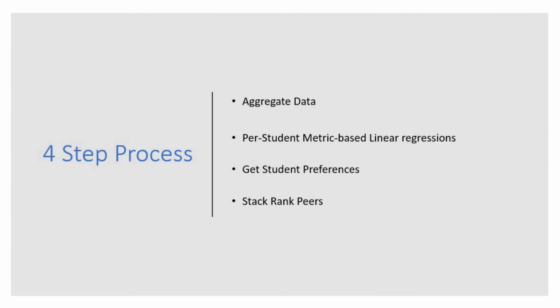MyGang2 uses a 3-step process to create group member suggestions. First, it aggregates all of the Piazza forum data for a particular class. It then uses this data to generate per metric per student linear regression models and ranks the students' peers based on how similar these regression models are to each other.